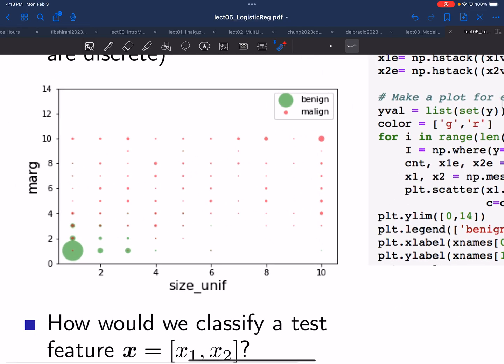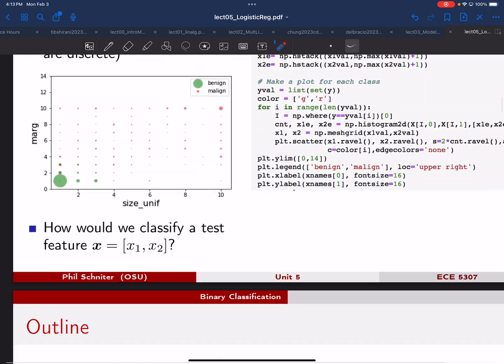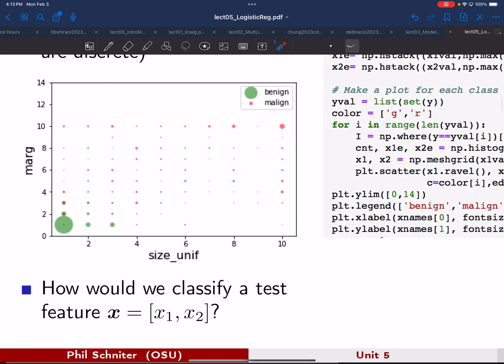Any questions so far? Okay. So let's take another look at this. So how would you classify a test feature? So I give you a particular point somewhere on this curve. How do you classify whether it's benign or malignant? So just imagine yourselves not as an expert. We haven't learned about how to do this, so just imagine if you had to create a method, what would you do?